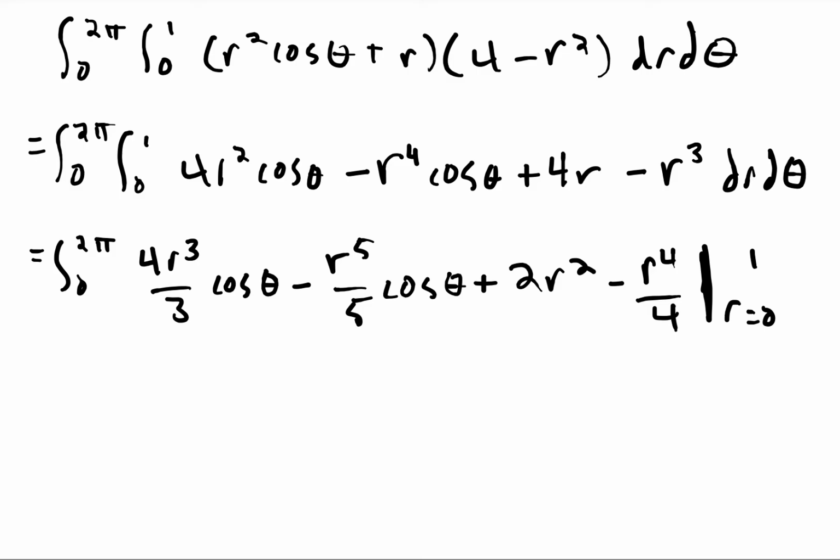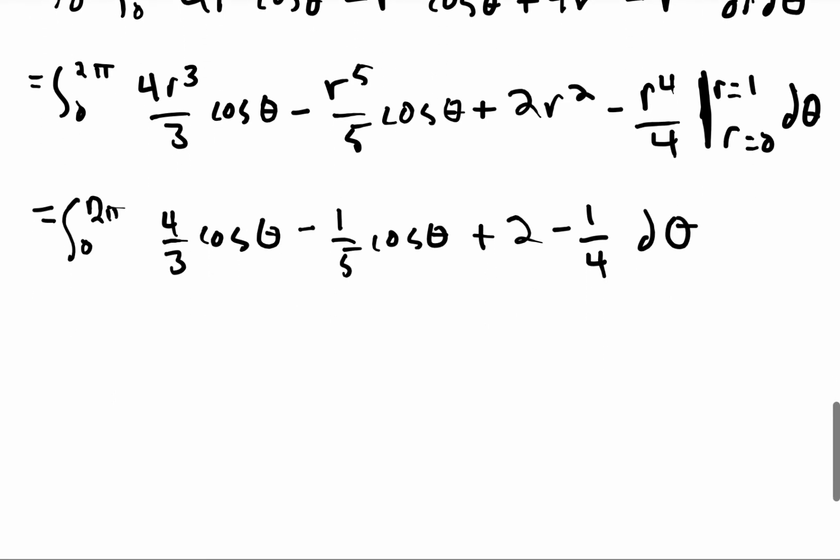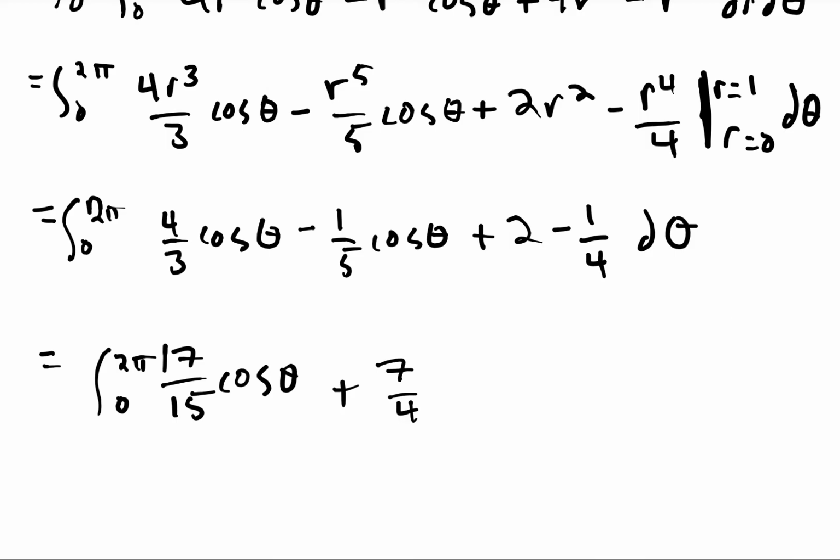We have r stuck between 0 and 1 here, and I know I have a whole bunch of terms, but thankfully, plugging in 0, all of this drops off. So really what we're worried about is what occurs when you substitute in 1. If you substitute in 1, you get a 4/3 cosine theta minus a 5th cosine theta plus a 2 minus a 4th. We can simplify this if you want. 20 minus 3 over 15, I should get 17 over 15 cosine theta here. 2 minus a 4th, that should be 7/4 on the end.